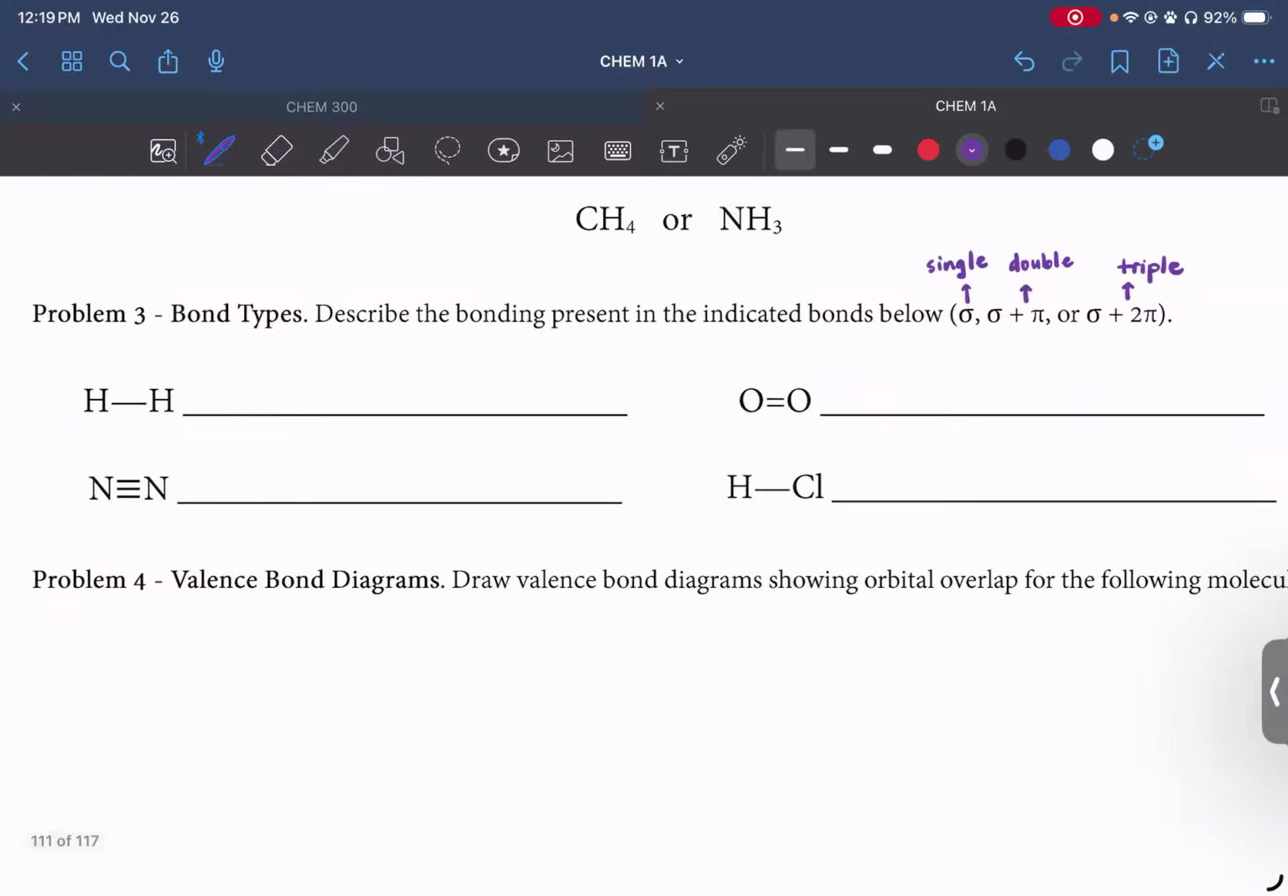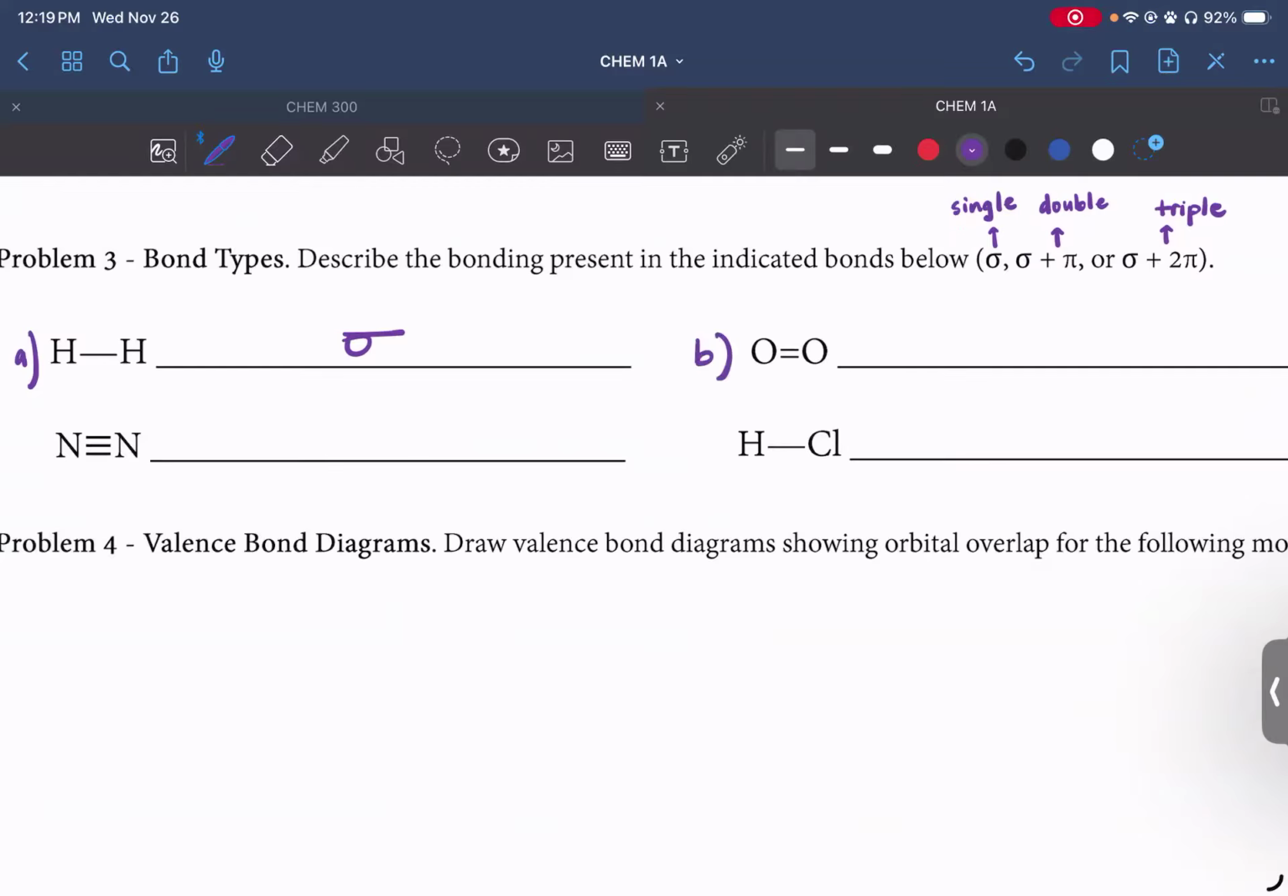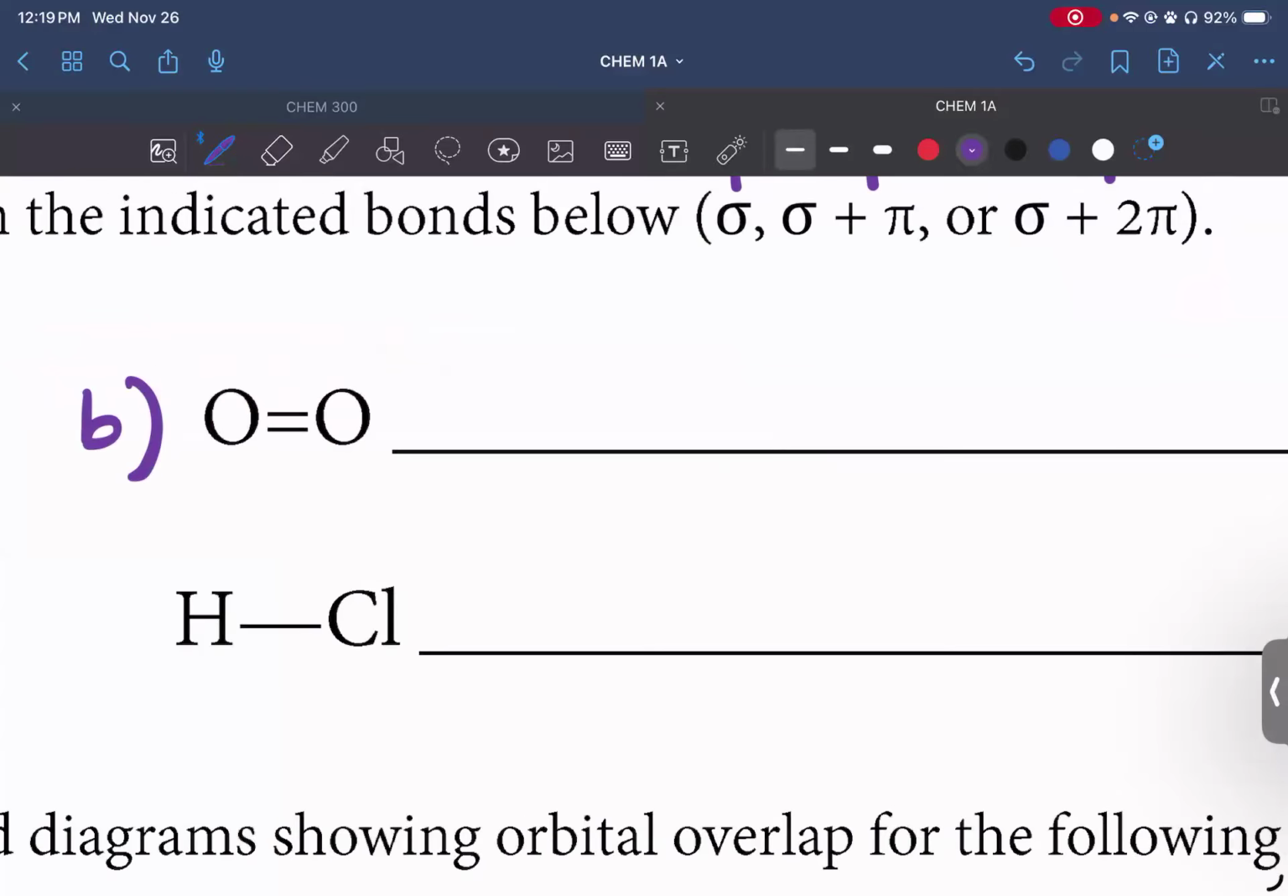With that in mind, we're just being asked to describe the bonding present by use of one of those three answers. Starting with HH, we see here, of course, this is just a straightforward single bond. Single bond is just sigma. In the case of O2, zoom in so it's a little bit more obvious. This is the case where we have a double bond between the oxygen atoms. A double bond is defined as a sigma plus pi.